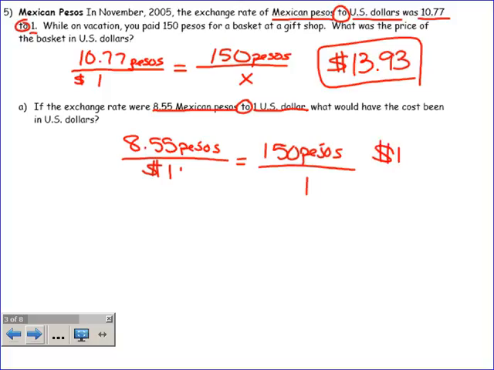Yeah, so 17.54, rounded to the nearest penny, is what your answer would be. Same basket, same gifts inside of it, same everything else. All that changes is the international rate, which deals with either the inflation of our money or the deflation of our money, or whichever way it goes. So lots of things can happen.